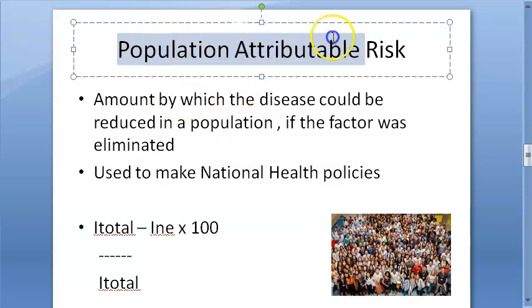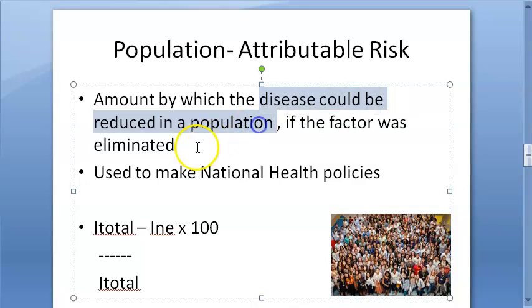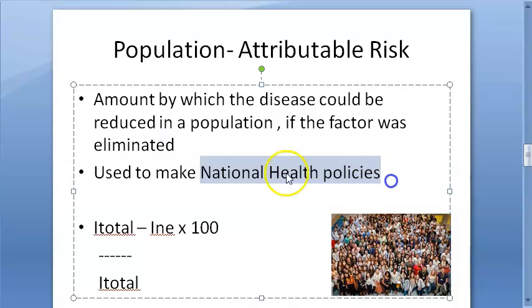Let us understand what population attributable risk is. PAR, population attributable risk. So we have seen attributable risk, the amount of disease that you can reduce, right? That is attributable risk. Population attributable risk is more like the amount of disease that could be reduced in the population if the factor was eliminated. So this is actually used to make national health policies.